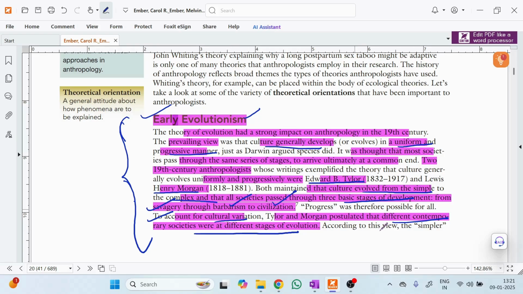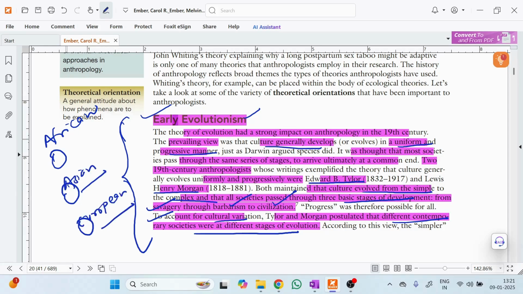The variations, Morgan and Tyler talk about, they said that different cultures are in different stages of evolution, which means if some culture is not catching up, it may be on the middle way. For example, according to the early evolutionists, let's say there is an African community, then another one may be the Asian community and the European community, because at that time the idea was mostly centered around the superiority of Western civilization, a kind of Eurocentrism.